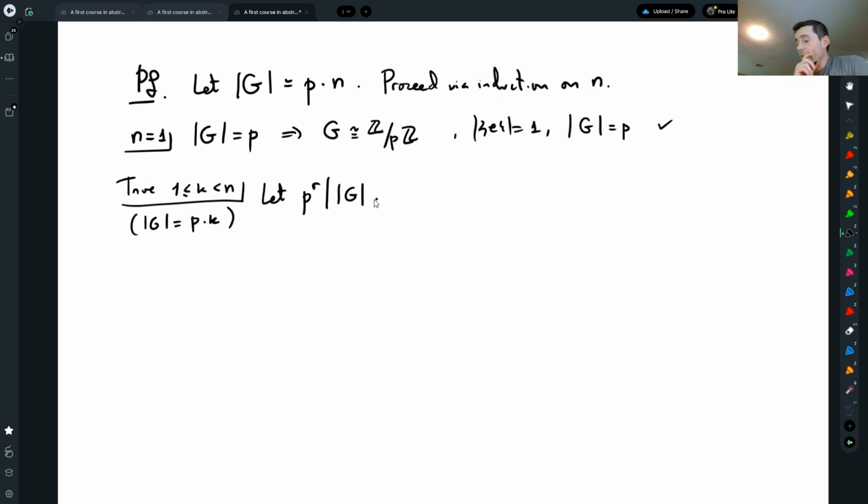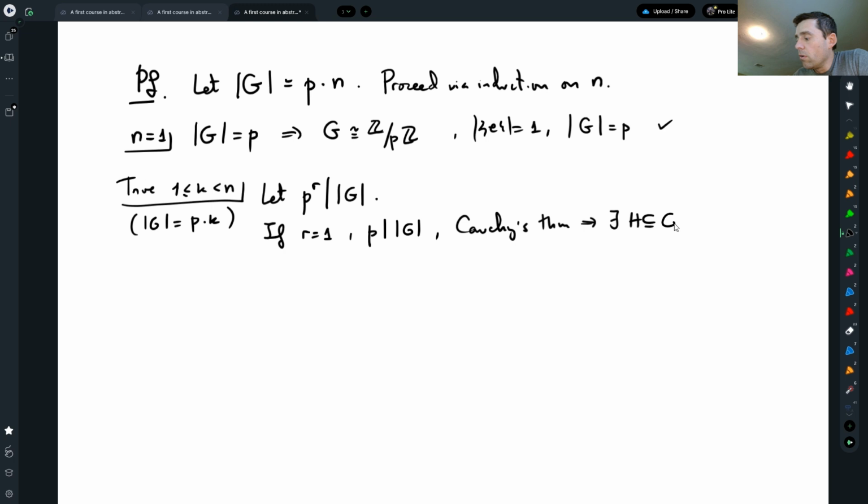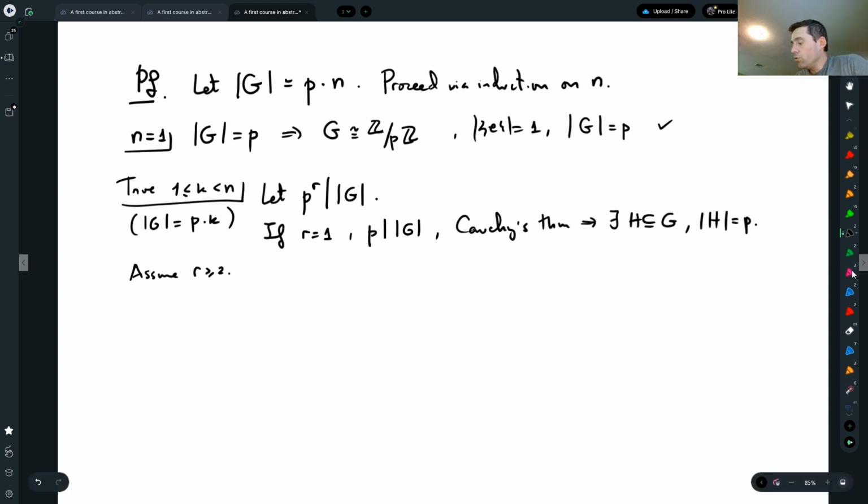Great. The first reduction I'll do is that if r is exactly 1, then we're just saying that p divides the order of the group. And then Cauchy's theorem already tells me that there is a subgroup of order exactly p. So we're going to assume that r is at least 2. And now what I'm going to do is draw the class equation.